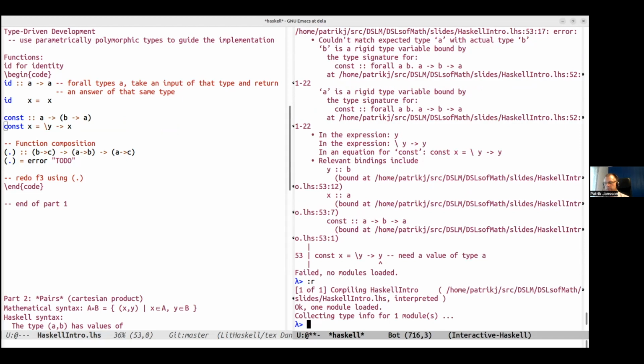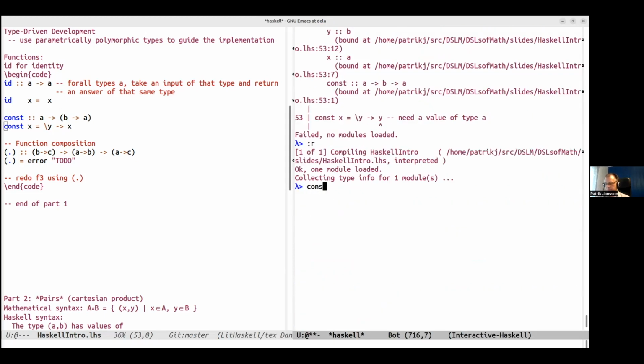Okay, now it does work. So we defined a function here, const, which takes a value and then returns another function. If we try to use it, we can say const 2. Well, const 2 is still a function, so we have to apply this function to another argument. Const 2 applied to hello, for example, and that will return 2. And actually, it will throw away whatever we write here. So we can even say error "don't touch", and it will still return 2.